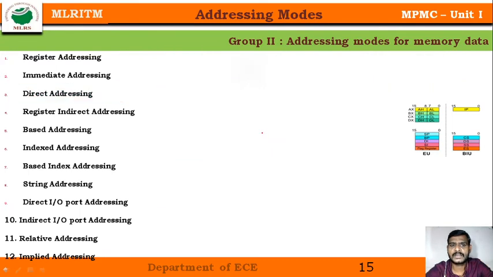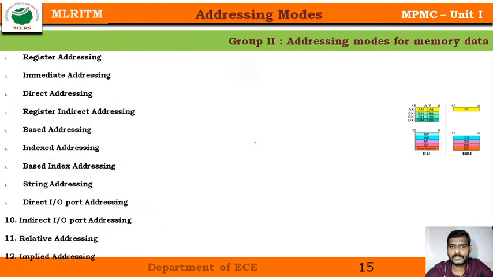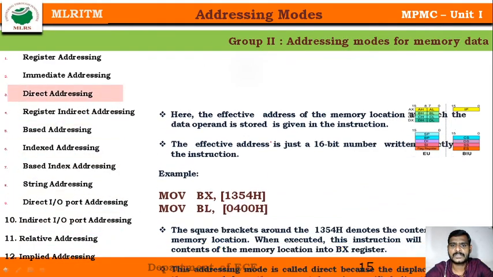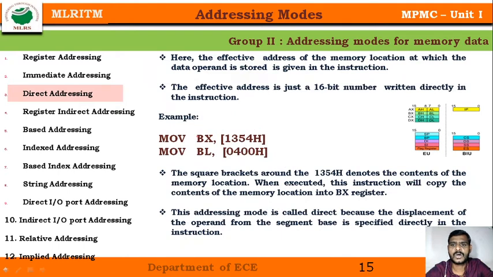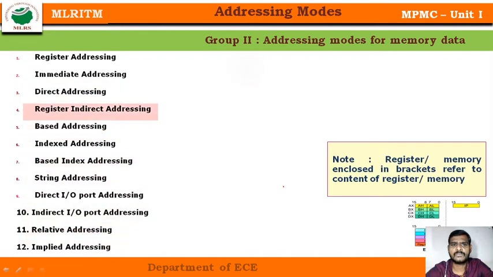The square bracket indicates that I am going to mention an immediate value. The immediate value is to be transferred into the BX register or the BL register. So the square brackets are used to indicate this. Then we'll go for the register indirect addressing mode.